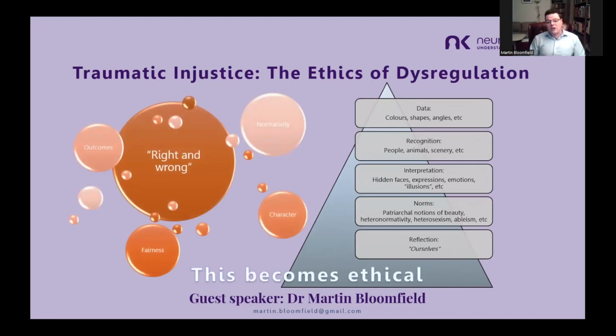And these are all indicators of ethics: the idea of what is right and wrong, of normativity, of outcomes, of fairness, and of character. It becomes ethical. So when we look at something, when we interpret something as simple as a picture, it becomes an ethical action. And therefore, when we interact with human beings, maybe human beings who are different from us, it's obviously and clearly an ethical action. And this is what I want us to bear in mind, this idea of ethics being located in the space of right and wrong, of outcomes, of normativity, of what we should or should not do, of fairness and of character.